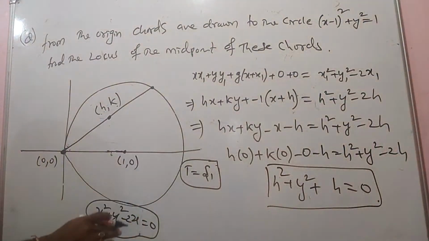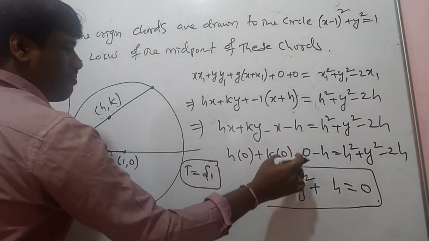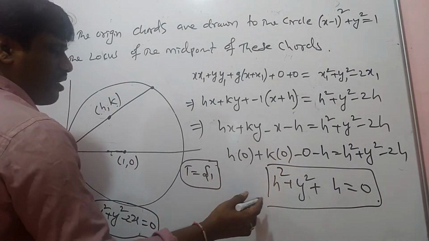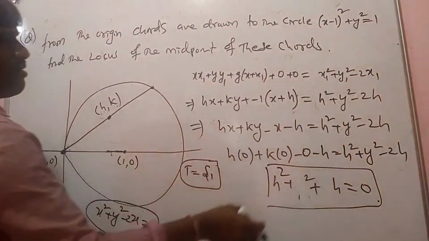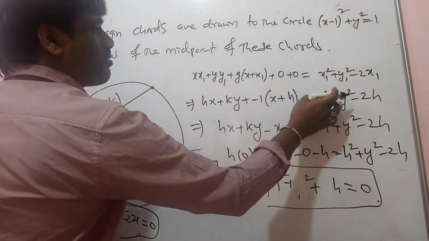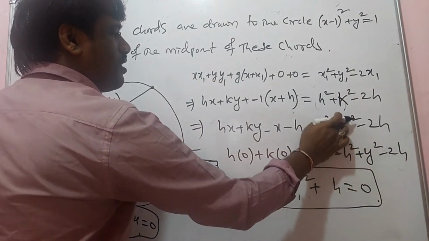This is the locus. So substitute x in the place of h and y in the place of k. I wrote y square here, but actually this is k square, right? In that place we have to substitute k square.